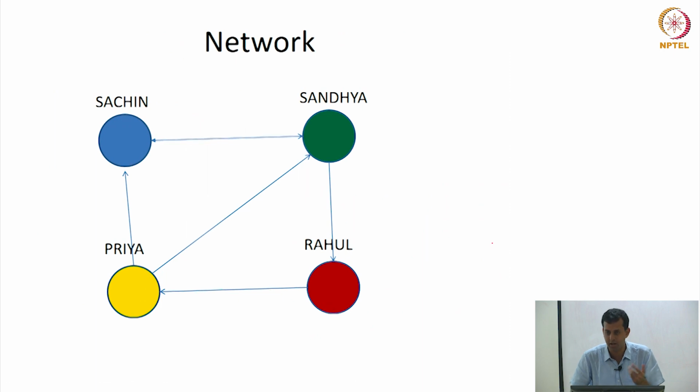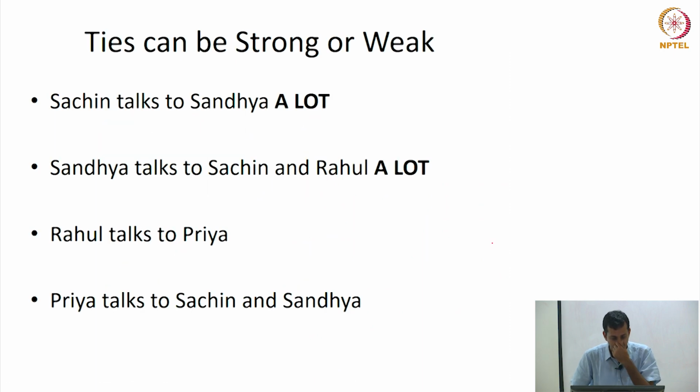Same thing, just drawn with colorful notes. And also remember that these ties can also be strong or weak. So we said Sachin talks to Sandhya, but Sachin might be talking to Sandhya a lot. That might be a strong link, whereas Rahul talking to Priya might be once in a while and probably just to say no. So that's essentially a weak link or possibly a non-existent kind of link. So ties can be unidirectional, bidirectional, can carry information, can be strong, can be weak.